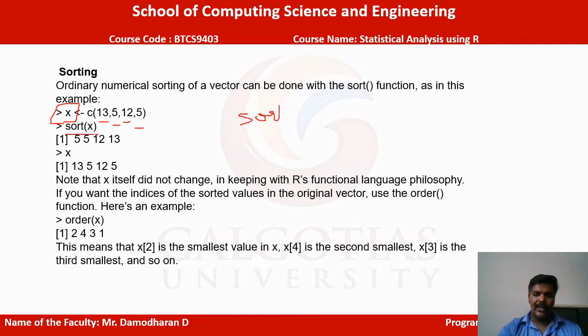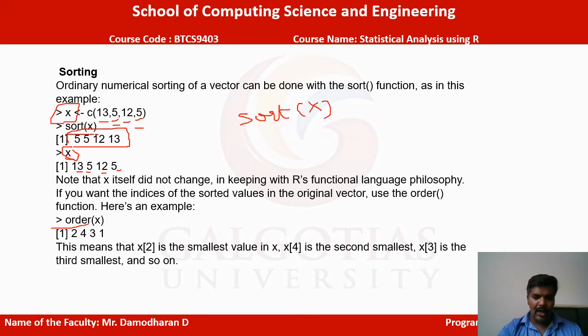The default predefined function is sort. So we sort the values we loaded inside x. What values are there inside x? The values 13, 5, 12, 5 are loaded in x. After sorting x we get the result 5, 5, 12, 13. The 5 appears two times, so which 5 comes first and which 5 comes second? Here we have to identify that with the order function.